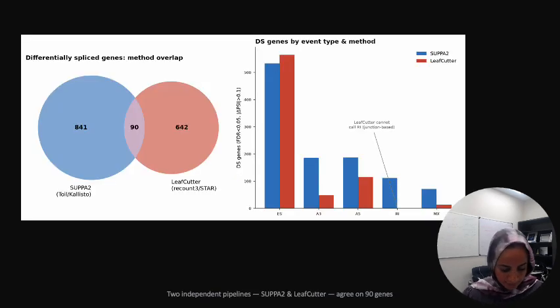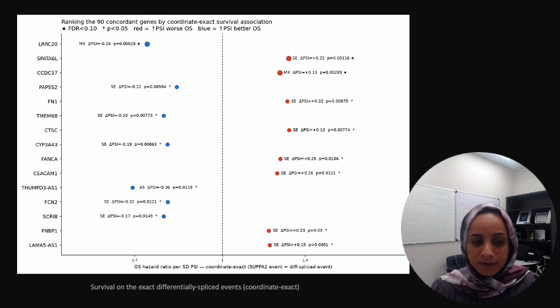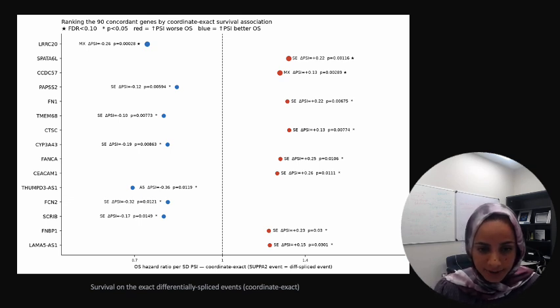We then wanted to make our analysis more stringent, so we used two independent pipelines rather than trusting one supercomputed splicing table. So we recodified using these two independent pipelines, and they both agreed on 90 genes, which we ran again for survival, and we were able to find 18 genes that were significantly correlating with survival.